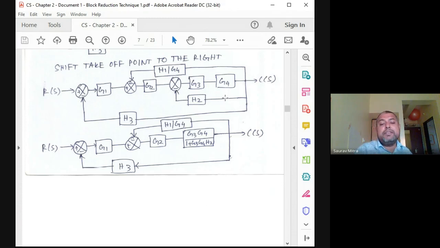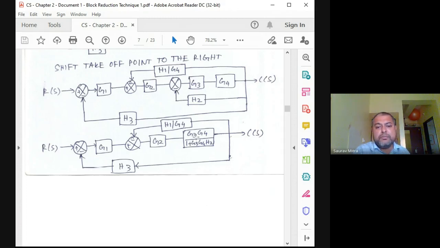All the loops are very separate. You can find out. So now G3, G4, H2, they are forming a loop. And what is the transfer function? And there's a negative feedback. So this is G3, G4 divided by 1 plus G3, G4, H2. As soon as you do that, you will find that this G2 and this block are in cascade. So multiply that. So this will become G2, G3, G4 divided by 1 plus G3, G4, H2.